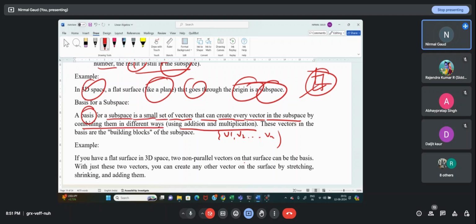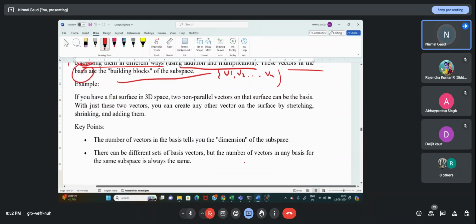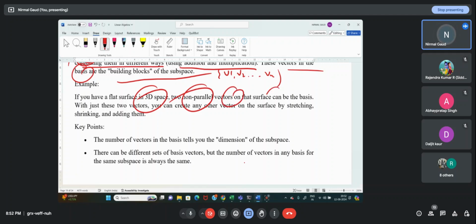So by adding or multiplying, any vector which is present in that subspace is called a basis. These vectors in the basis are the building blocks of a subspace. Ultimately, if you have a 3D space and you consider a 2D subspace in it, or you have two non-parallel vectors in it, that will form a basis.